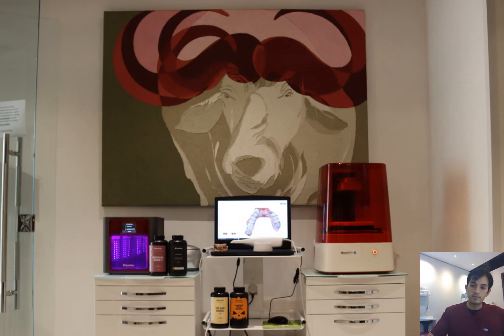With that, this is my little digital setup I have here with my 3D printer, scanner, and curing unit.